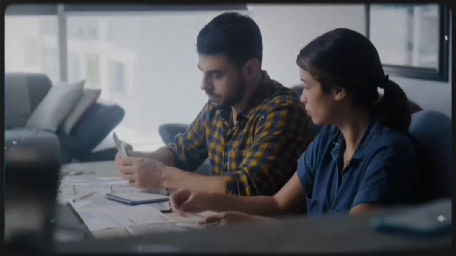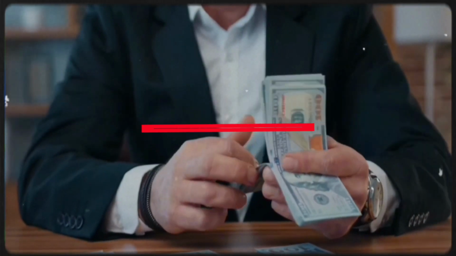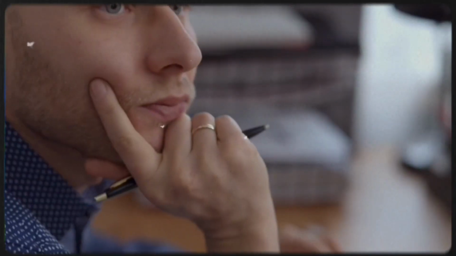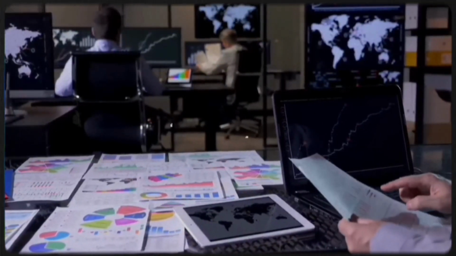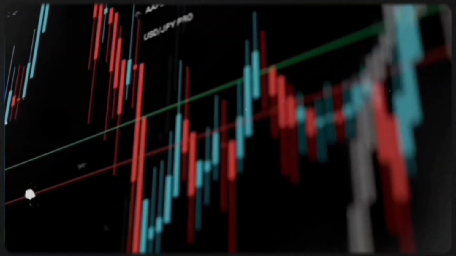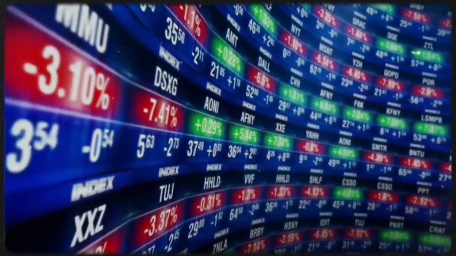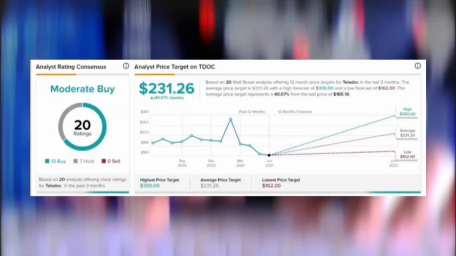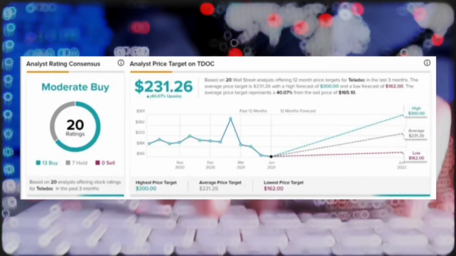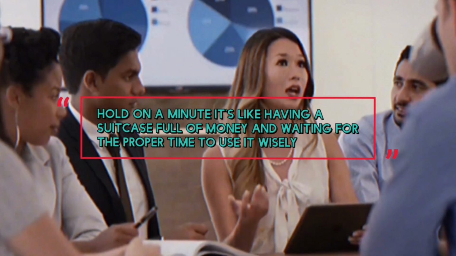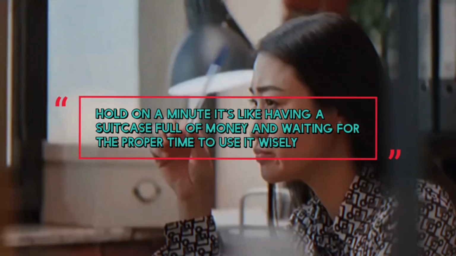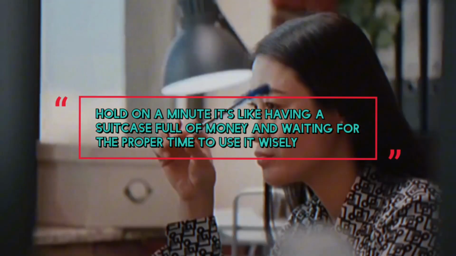Consider this. His company, Berkshire Hathaway, accumulated $144 billion in cash and equivalents. Why? Because according to Buffett, there were no compelling chances in the market to put that cash to good use. Now, let us convert this wisdom into common language. Buffett effectively advises investors not to enter the investment game solely for the sake of it. Imagine having a large sum of money and the desire to invest. But Buffett says, hold on a minute. It's like having a suitcase full of money and waiting for the proper time to use it wisely.